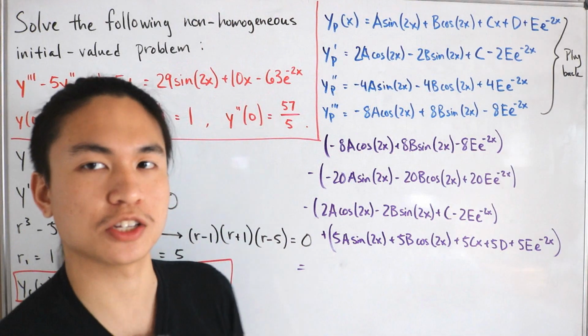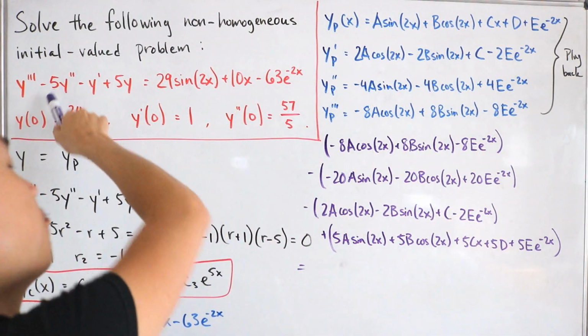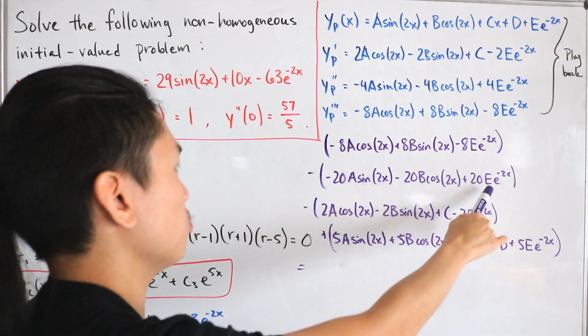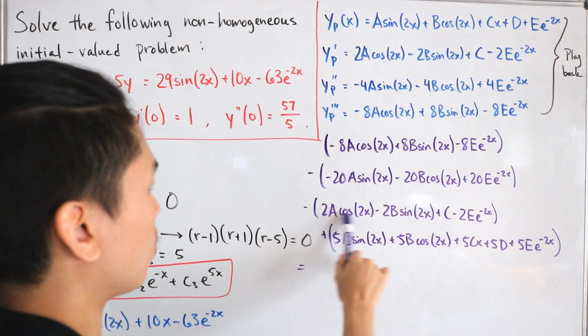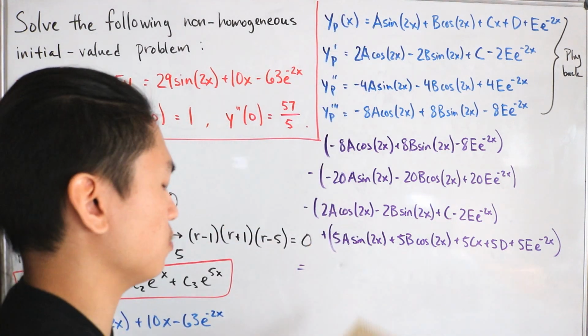Okay, so now that everything is substituted in, this is our y triple prime, and then I distribute 5 to the y double prime, so that's what it comes down to over here. Then we have minus y prime here, and then I did the same thing, distributed 5 to the y_p over here, so this is what it comes down to.